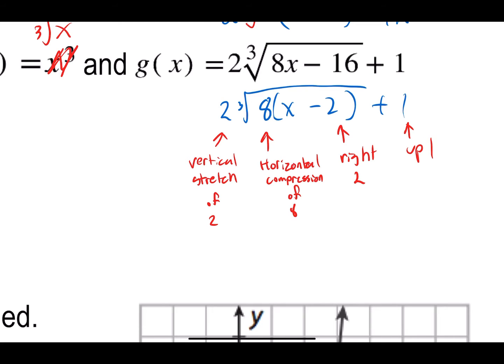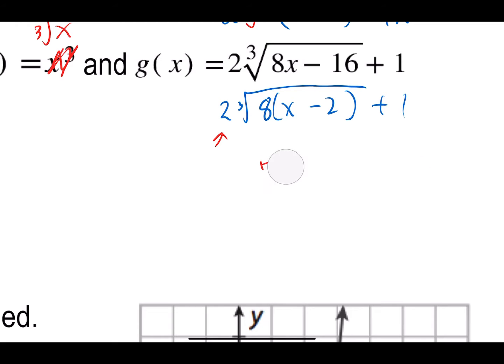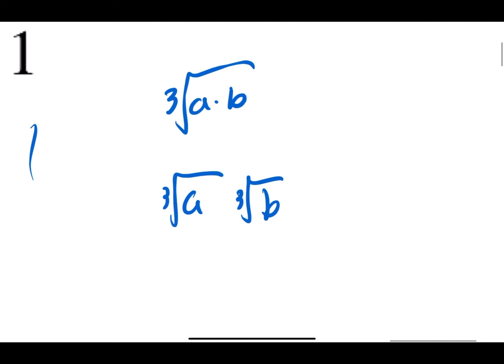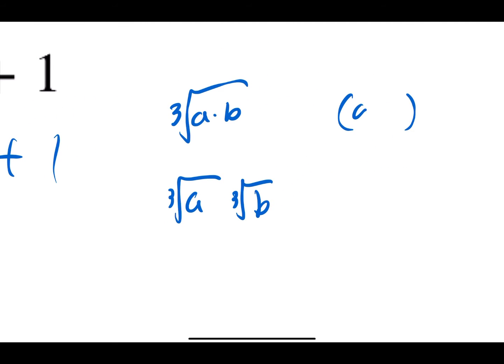Long story short, we're going to take this vertical stretch of 2 and this horizontal compression of 8 and combine them into 1 using a clever rule that says both exponents and radicals, because they are the same, if you have the cube root of 2 things multiplied, or the square root, any radical of 2 things multiplied, then the cube root of a times b can be split up into the cube root of a times the cube root of b. We know this fact to be true because we've seen it with exponents. 2 things squared is the same thing as 2 separate things squared. And radicals are just exponents. We've learned that in this unit.